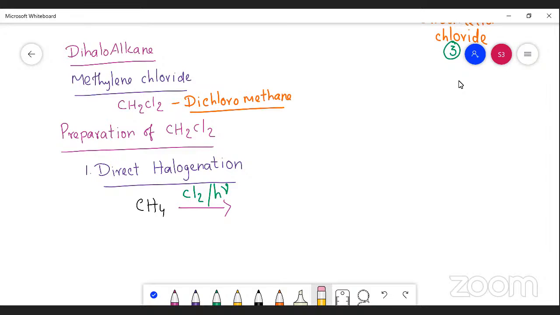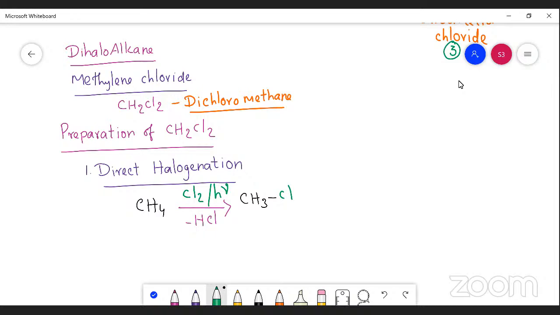So when methane is reacted with chlorine, we get methyl chloride by removal of HCl. By removing hydrogen from methane and Cl from chlorine, by removal of HCl, we get CH3-Cl. One of the Cl is attached. Then it follows a free radical mechanism.